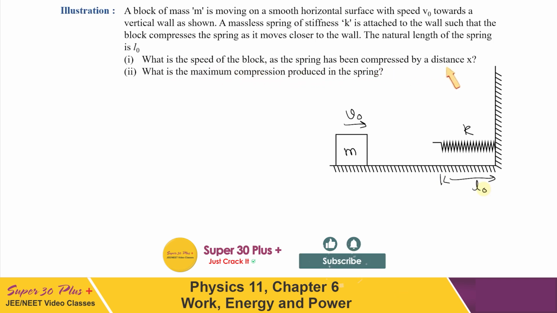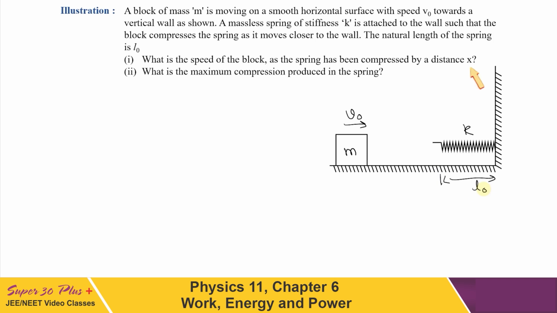by a distance x. Okay, so again we will use the work energy theorem: the change in kinetic energy is equal to the work done due to all forces. Now as we know, work done due to the spring is written as minus half kx square. So from here we can write this to be equal to kinetic energy final minus kinetic energy initial.